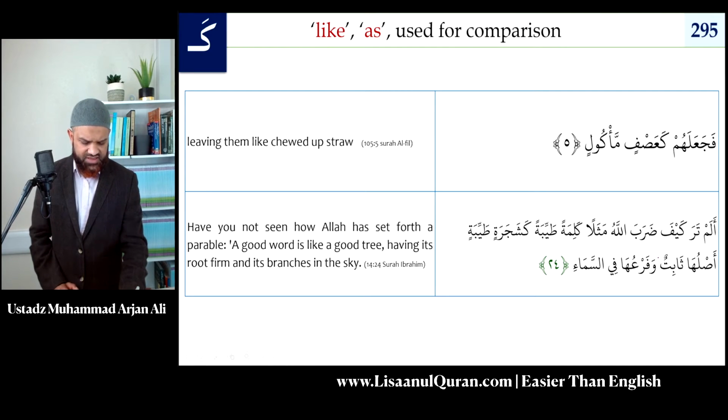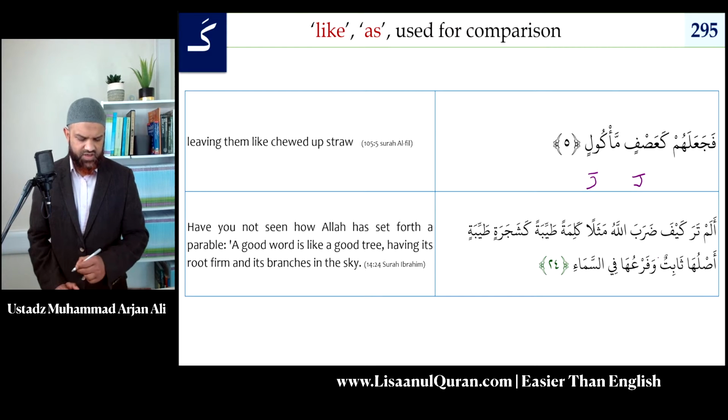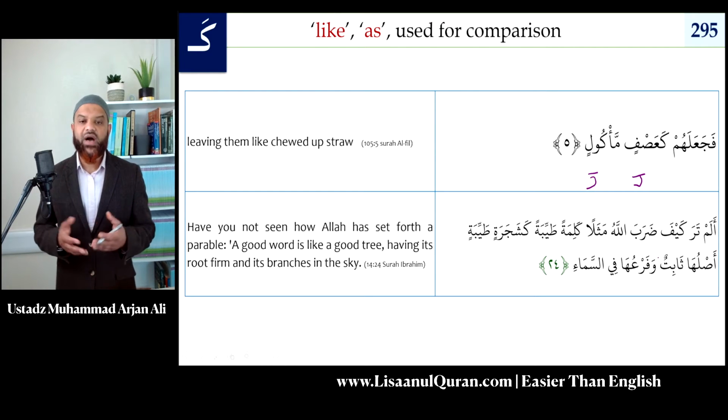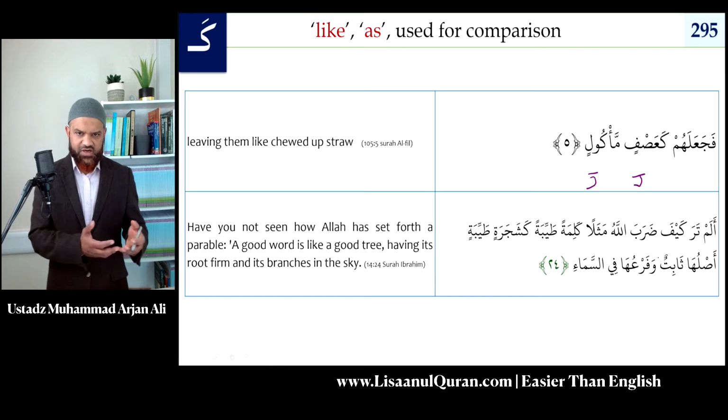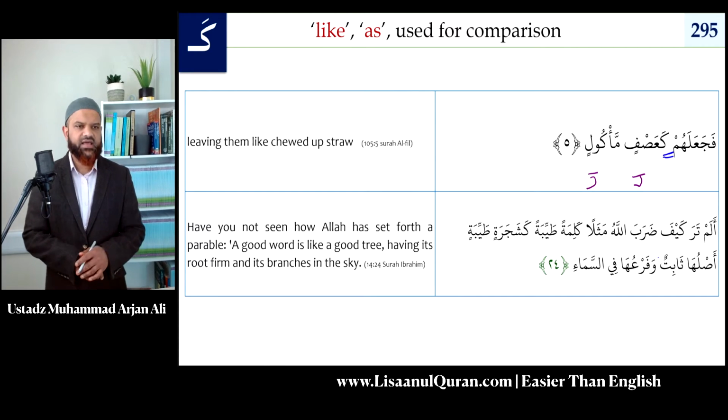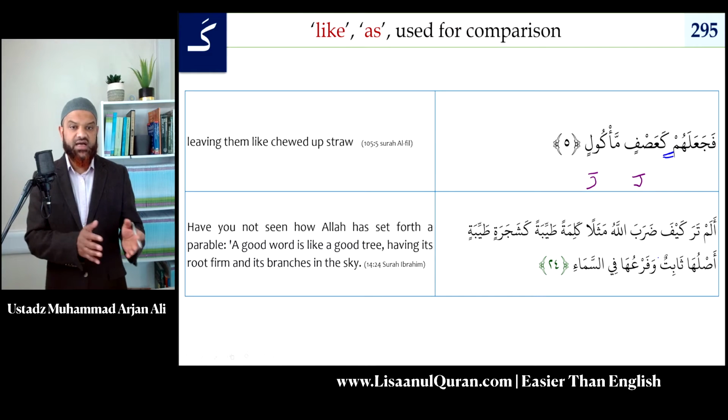I hope you can easily recognize that both of these words are in jar status. So that's easy for you to recognize. The first one is jar, the second one is jar. But what's going on? Why is it in jar? So if you look forward a little bit, you'll see that it has at the beginning kaf, ka. So that gives you an indication that this is the harf of jar. Ka'asfin.